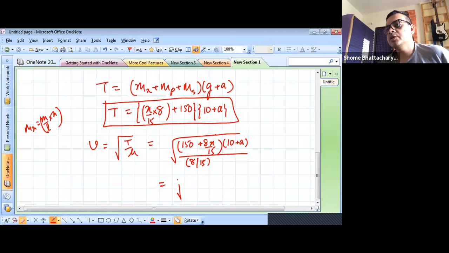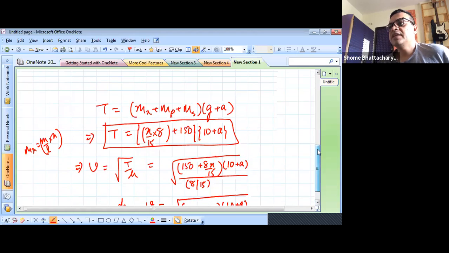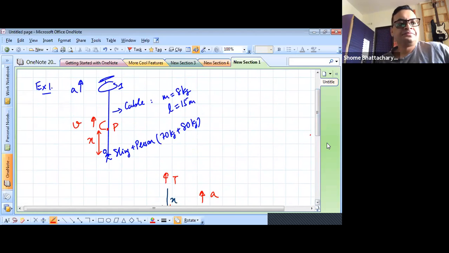So this will become square root of 80 plus x into 10 plus a. This becomes the instantaneous speed of the pulse, which you can write as dx by dt. Now you integrate both the sides. So you get the time taken for the pulse. In the question, the time taken for the pulse to reach from the bottom to the top is given to us as 0.25 seconds. So from that we can find out a.